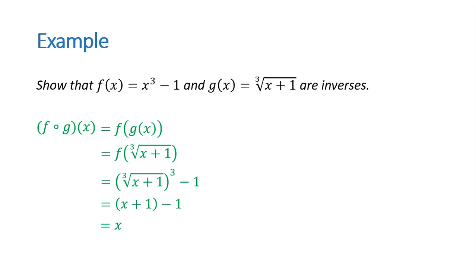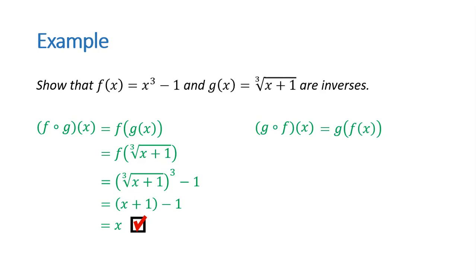So f compose g of x is equal to x, which is one of the criteria we have to meet in order to show that these two functions are inverses. So we're good for the first one. However, this isn't enough. We have to check g compose f as well. So we have to plug things in the other order. So this is g with f of x plugged into it.